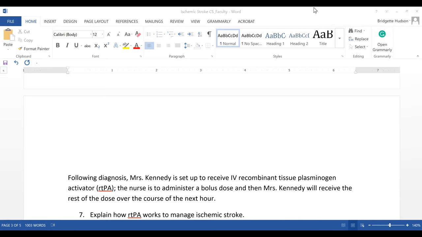Okay, so will it just be that clot, or will it be any other clot she has anywhere in her entire body? And you're correct, Jessica, it breaks up the clots. It'd be any other clot.